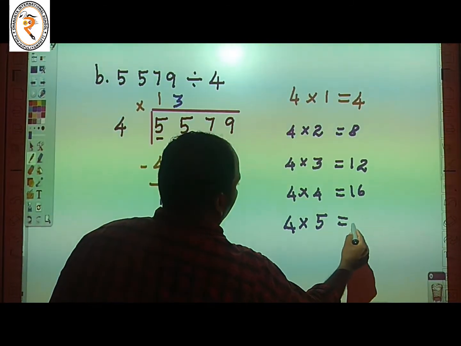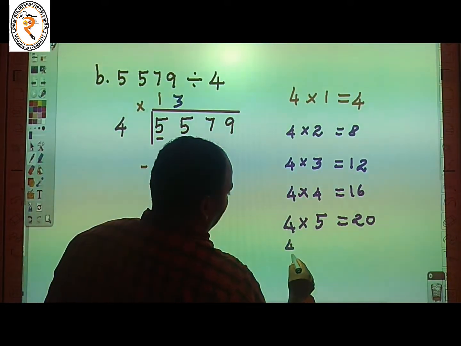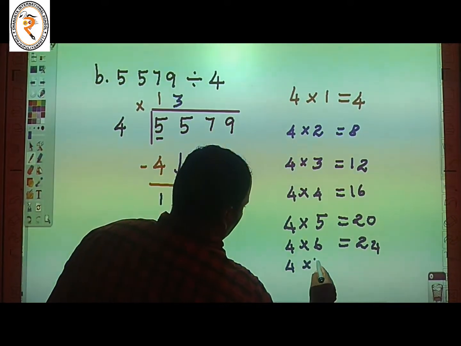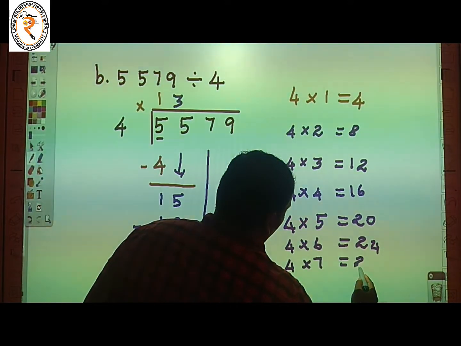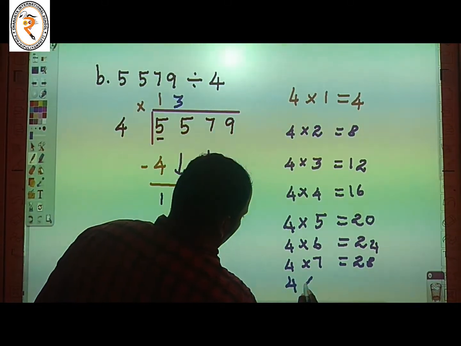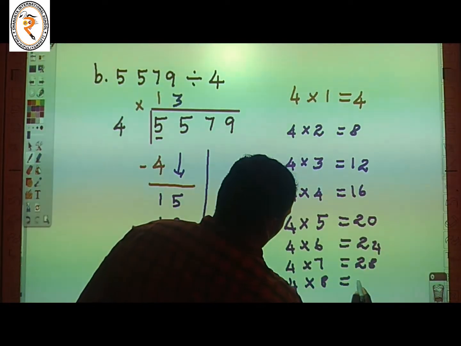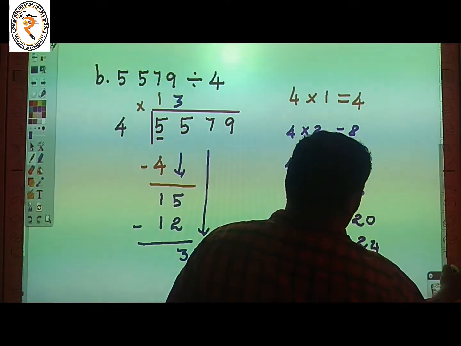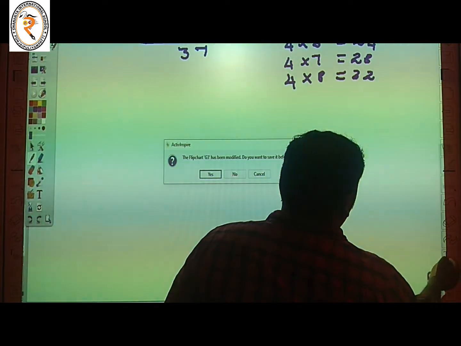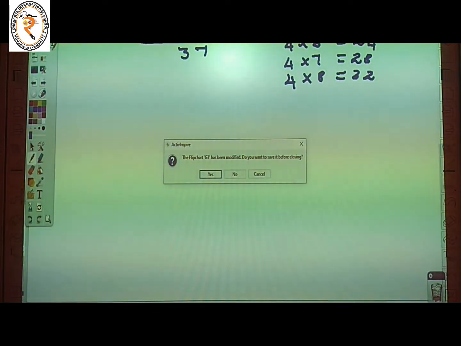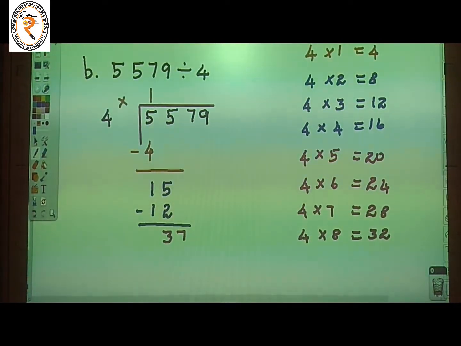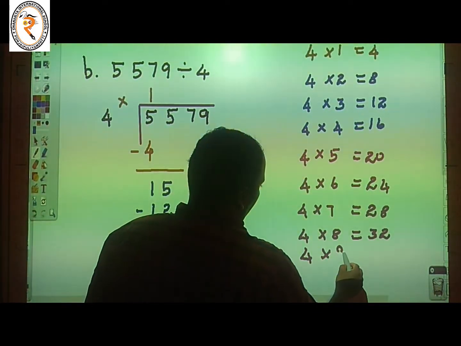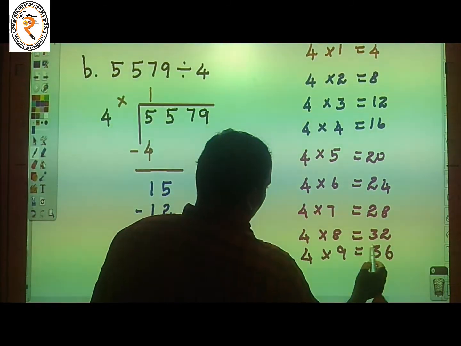4 5s are 20. 4 6s are 24. 4 7s are 28. 4 8s are 32. 4 9s are 36.